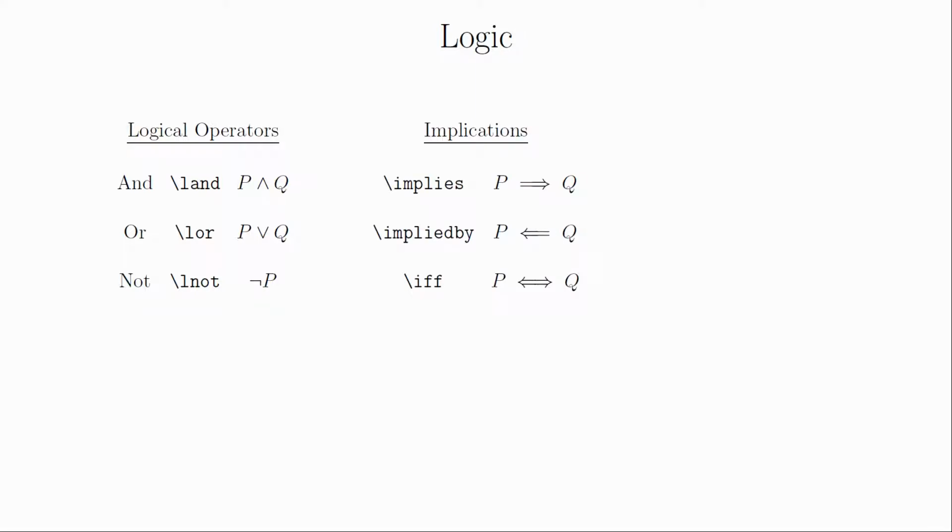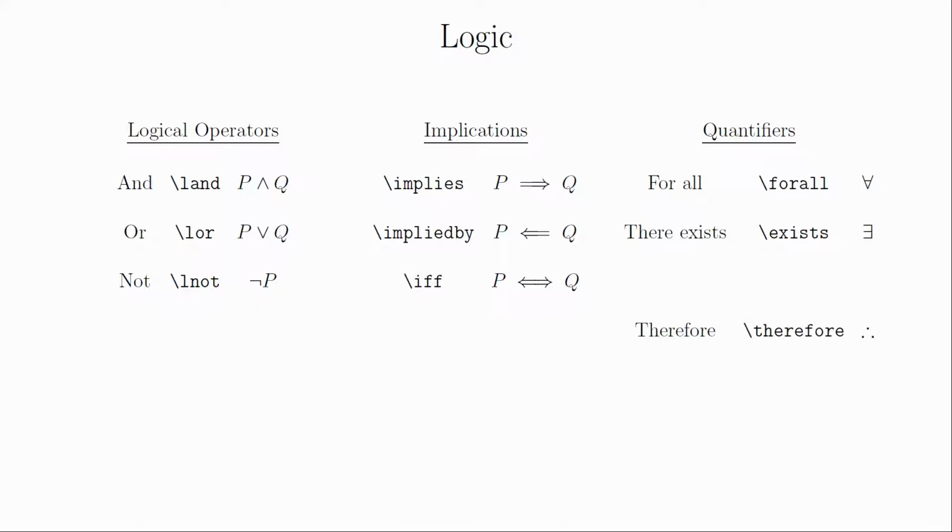This next set of symbols comes from logic. Here are the symbols for and, or, and not. We also have both directions for the implication symbol and the biconditional symbol. Finally, we have the universal and existential quantifiers and the therefore symbol. This will take care of the majority of the symbols that you'll need. If you're taking a course in formal logic, there may be a few more, but you'll have to look those up when you get there.